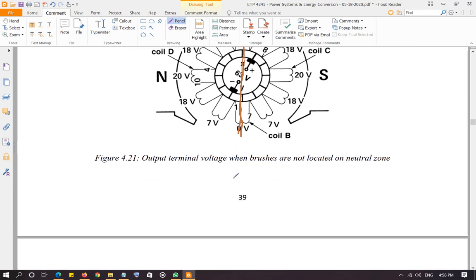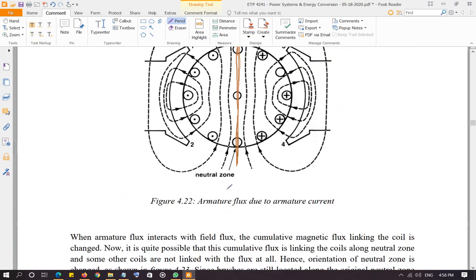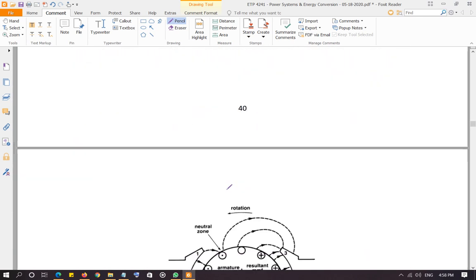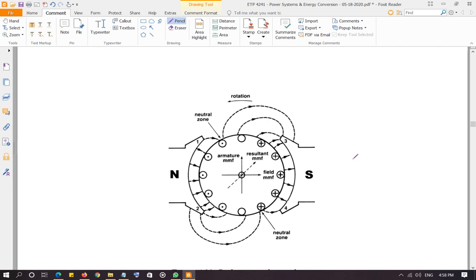Now what if you go ahead and you connect the load and current will start flowing through your load? What's going to happen then? Current will start flowing through the load and in the armature coils, and it will produce its own magnetic field. Remember, anytime current is going to flow through a coil, a magnetic field is going to be generated. So now you have two magnetic fields in your setup.